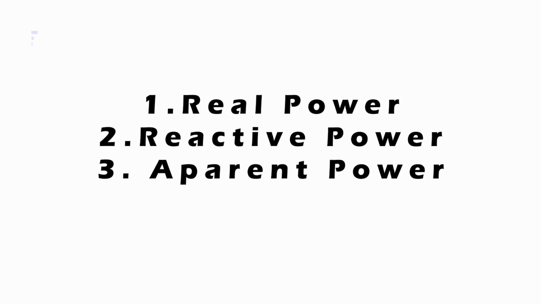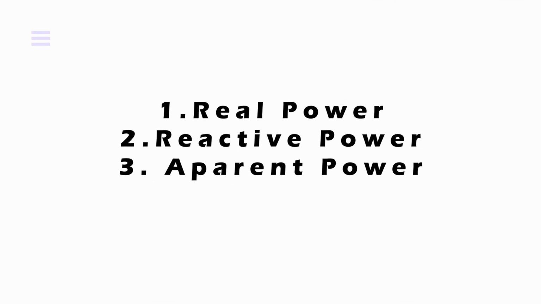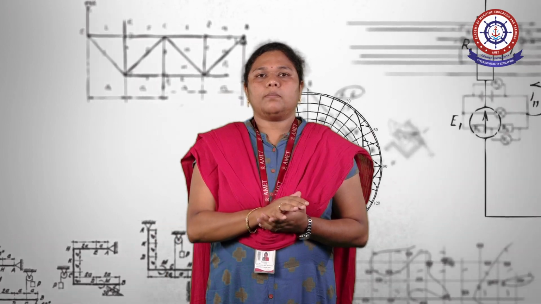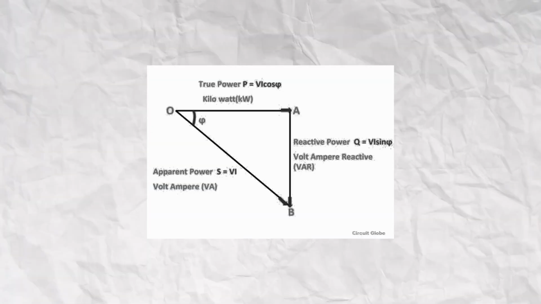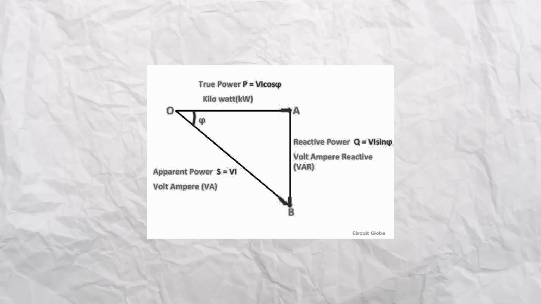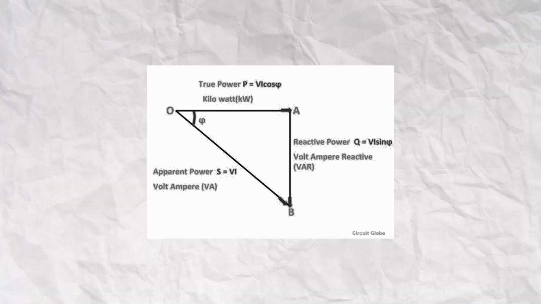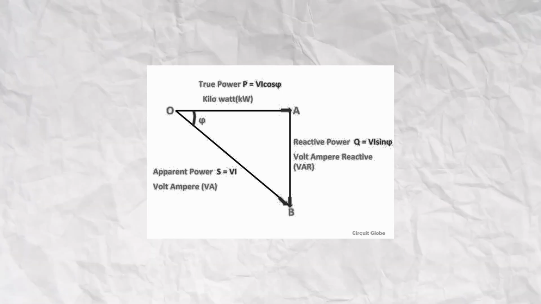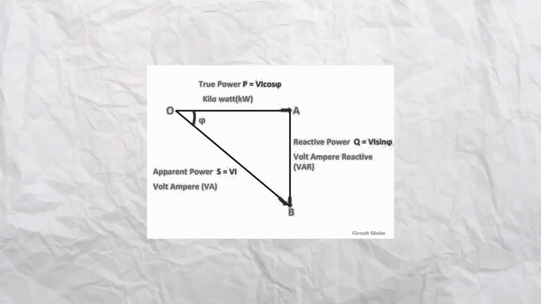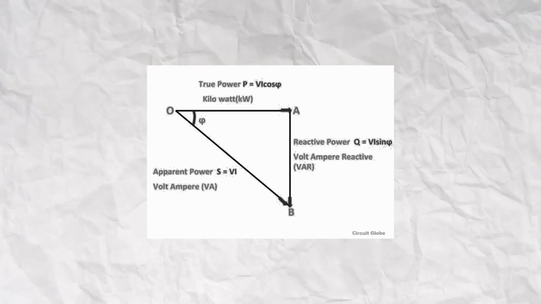We have three different types of power. The first is real power, the second is reactive power, and the third is apparent power. Real power is the normal power, and the formula is P is equal to VI cos phi. Whereas for reactive power, the angle is modified, Q is equal to VI sin phi. And the apparent power does not have any angle, so S is equal to V into I.